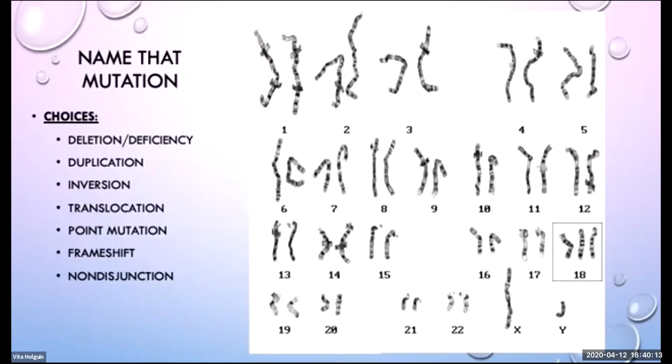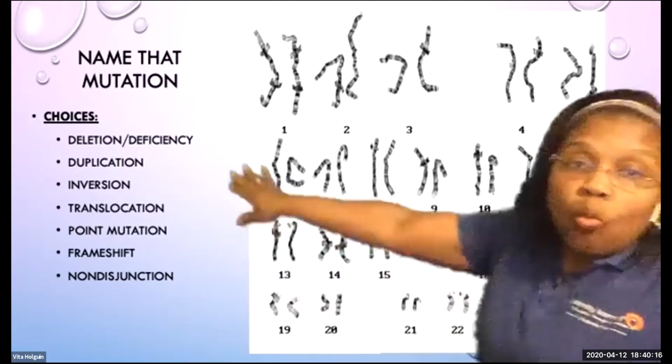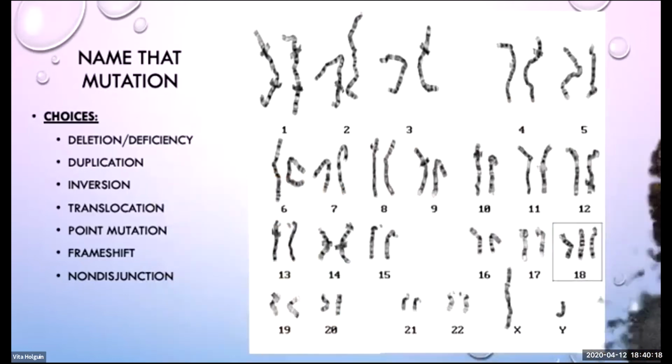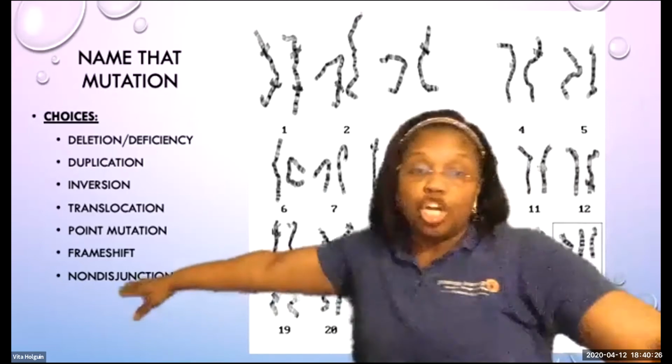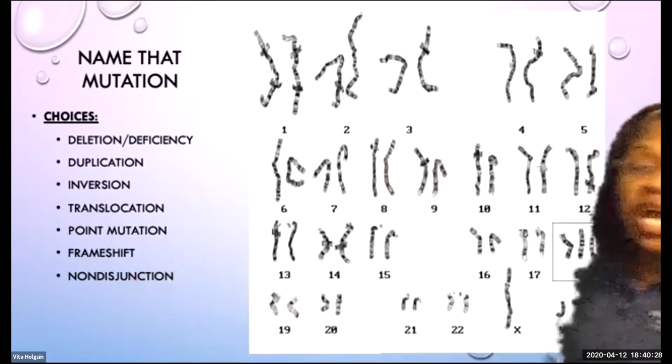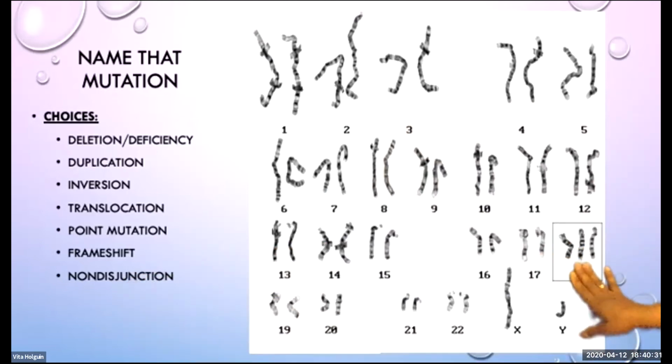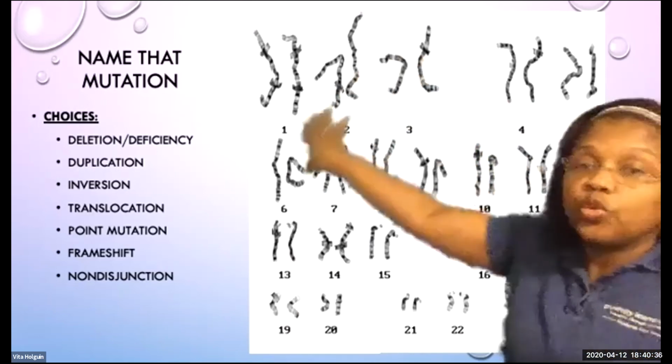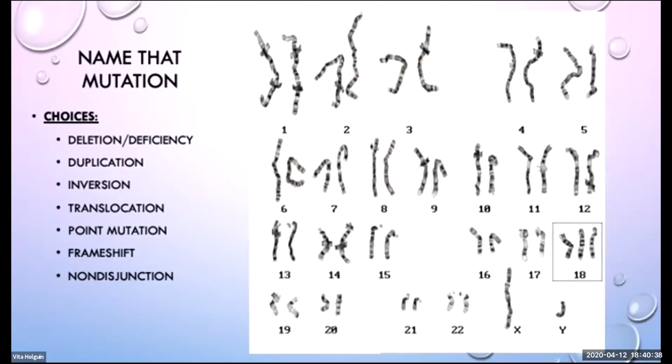Okay. So first of all, what would you name this mutation? And what would the diagnosis be? As you probably guessed, this is considered a non-disjunction, because at 18, it did not break up. You see that? So the diagnosis for this would be what? Did you figure it out? Did you get 47, XY plus 18? That would be the answer to this one.